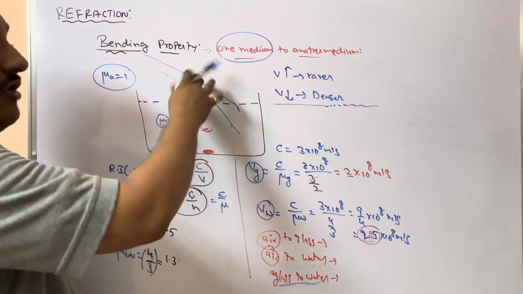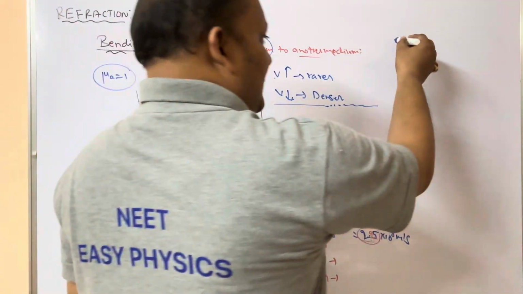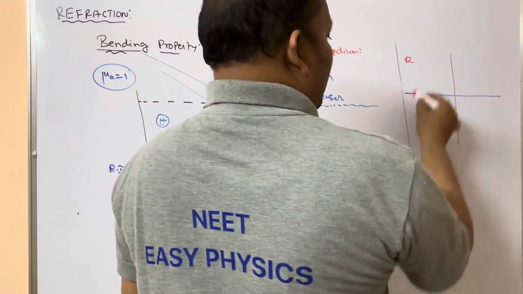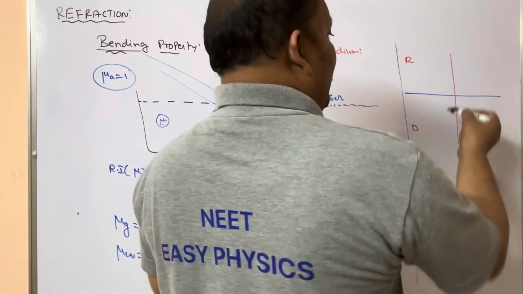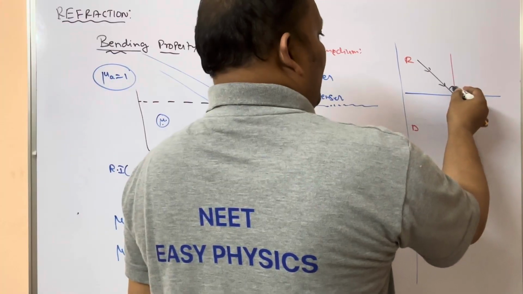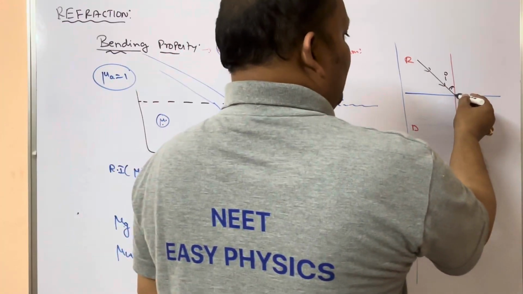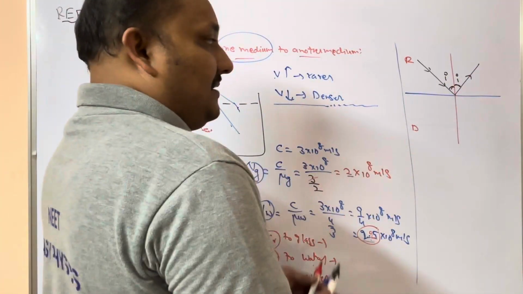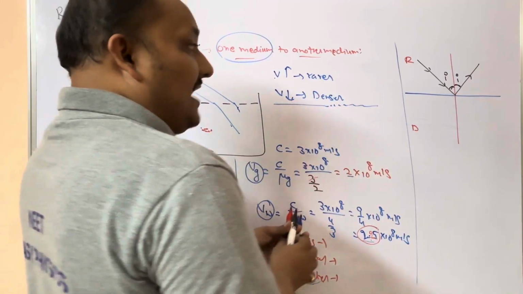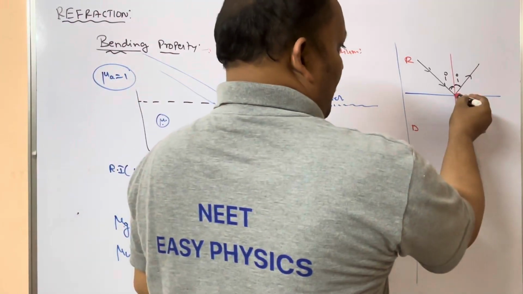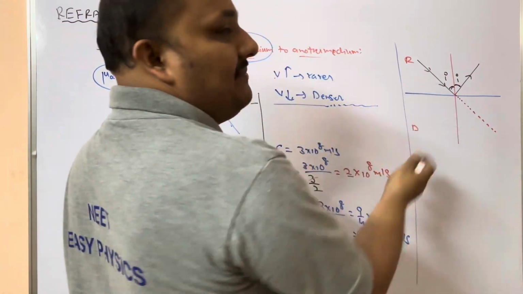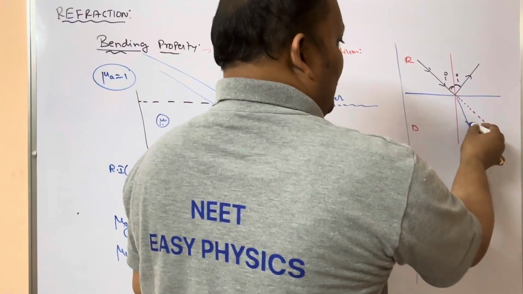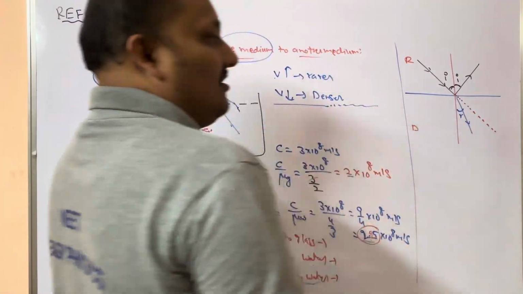Now, how is it going to be bending? Whenever it is moving from rarer medium to denser medium, this is going to be the incident ray, with angle of incidence. Let us assume if it is reflecting, angle of incidence should be equal to angle of reflection. This is reflection. But whenever it is going to denser medium, actually it should go like this. But because the medium is changing, it is going to bend towards the normal. This is called angle of refraction.